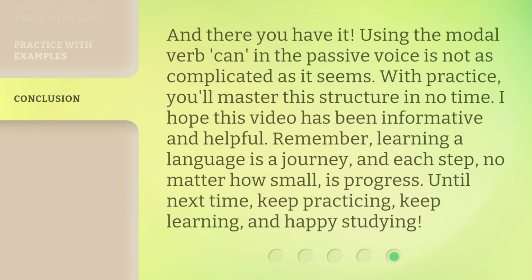And there you have it. Using the modal verb can in the passive voice is not as complicated as it seems. With practice, you'll master this structure in no time. I hope this video has been informative and helpful. Remember, learning a language is a journey, and each step, no matter how small, is progress. Until next time, keep practicing, keep learning, and happy studying.